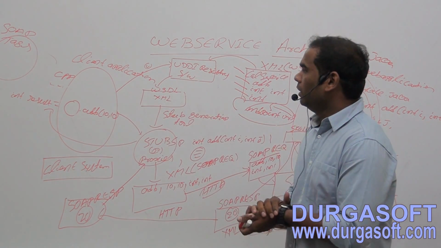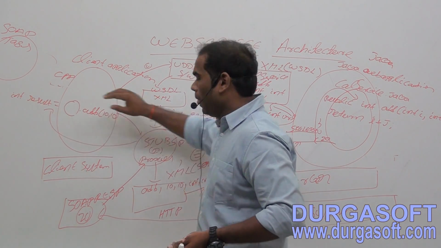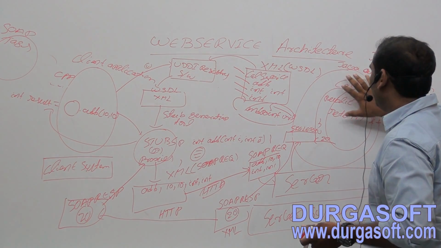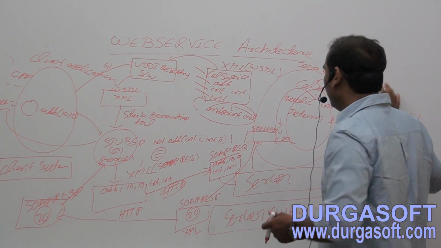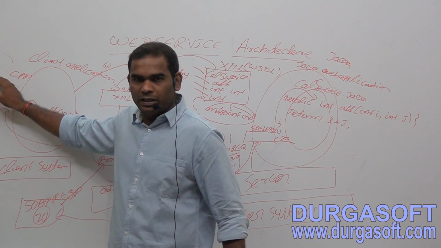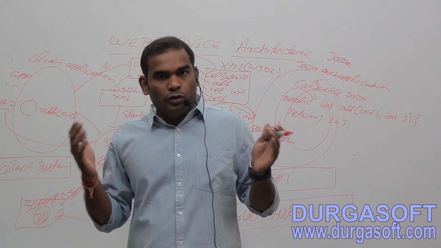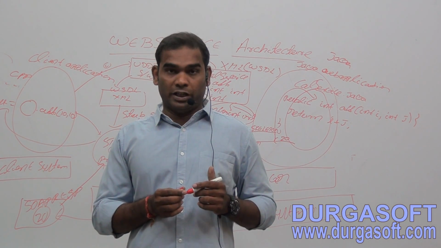So observe here, the client application is developed using a different language, and this application is developed using a different language. Meaning, this is developed using Java, and this is developed using C++. But still we are able to communicate between these two applications by using web services.